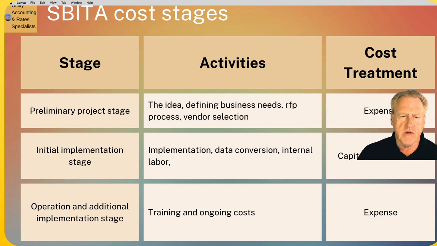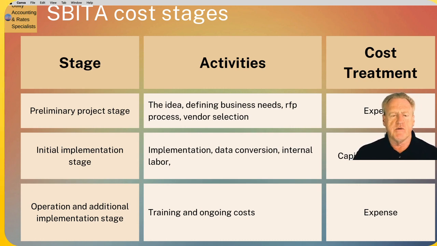So most organizations had standalone software. Well, that's changed. Now we're moving to the cloud. So we still have these three stages, but the activities under each stage get a different treatment. So first off, the preliminary project stage, that would be the idea, your business needs, the RFP process, request for proposal process, and selecting a vendor. Well, those costs get treated as an expense, just like under GASB 51.